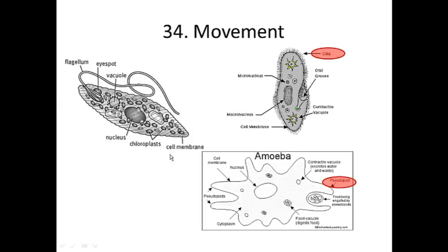Last one, this is an organism that would use a flagellum to move. That is a long whip-like structure. The cell can flail that back and forth to provide movement.